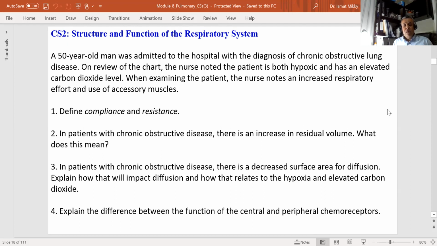Now, the compliance reflects the ability of the lung to expand. The lungs can expand freely without any restrictions. That's called compliance. Compliance of the lung can be impacted by changes in the actual lung tissue with decreased elastic forces, by changes in the thoracic cage.